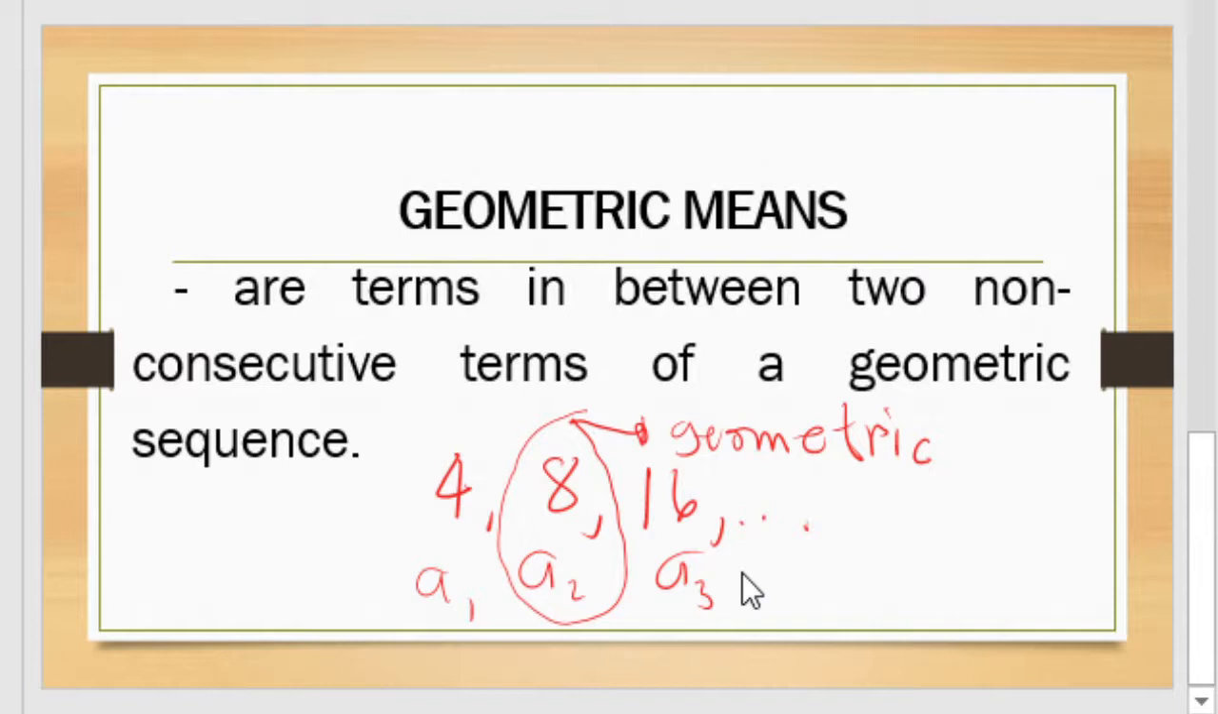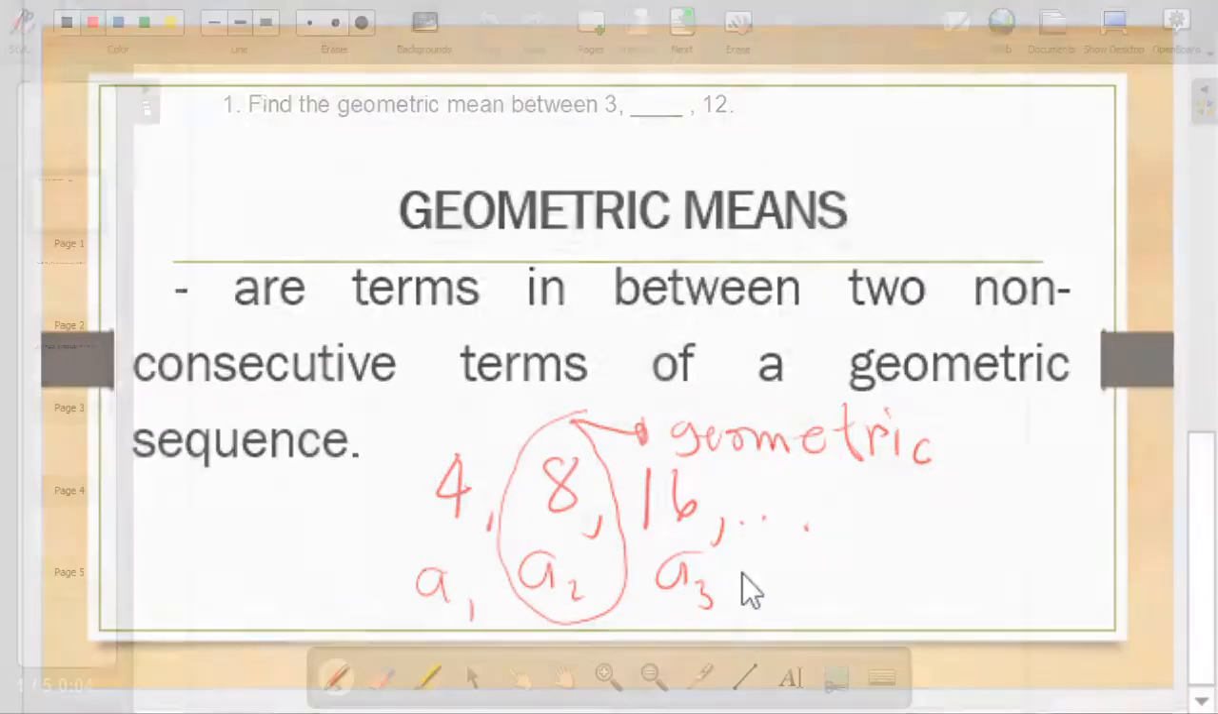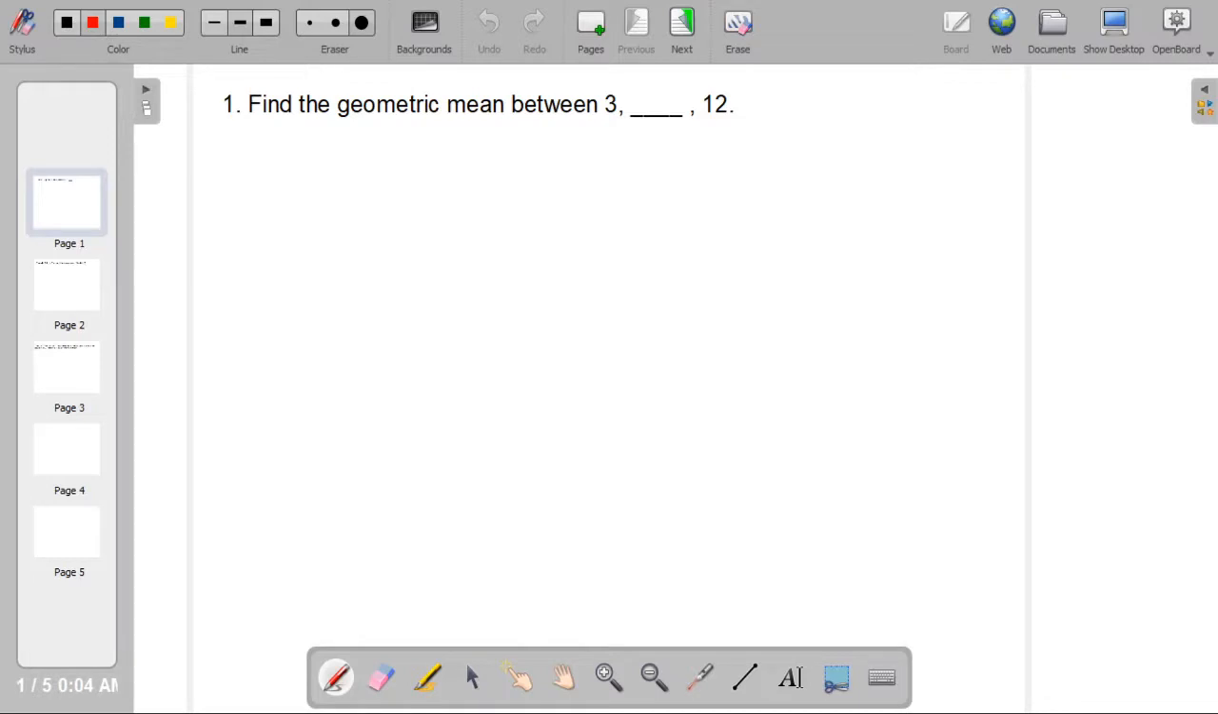And now, let's go to our virtual board to solve problems involving geometric means. First problem is this. Find the geometric mean between 3 and 12. How do you find the geometric mean of two non-consecutive terms?